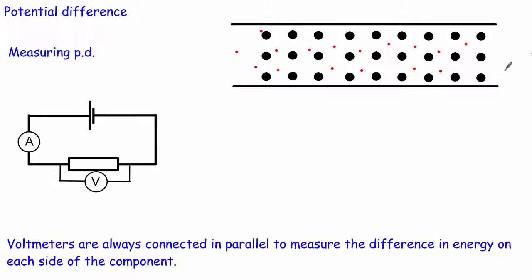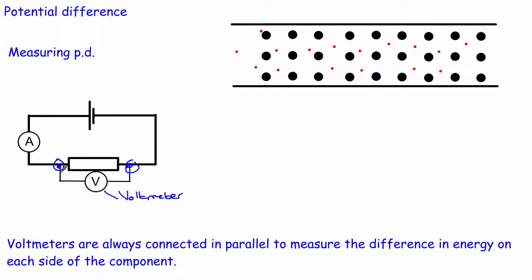Now, in order to measure the potential difference, we use a voltmeter, which is this thing here. And because we're now looking at differences in energy on this side of the circuit and this side of the circuit, we must connect this. We need to measure basically the energy per coulomb on this side and also the energy per coulomb on this side, and look at the difference between them, because that's what we're really looking at. So we're looking at the difference between these, which is why this is in parallel.